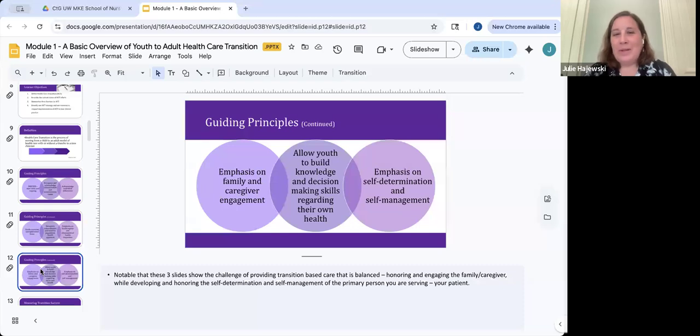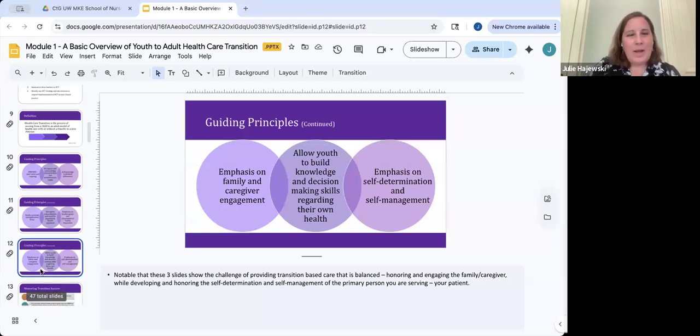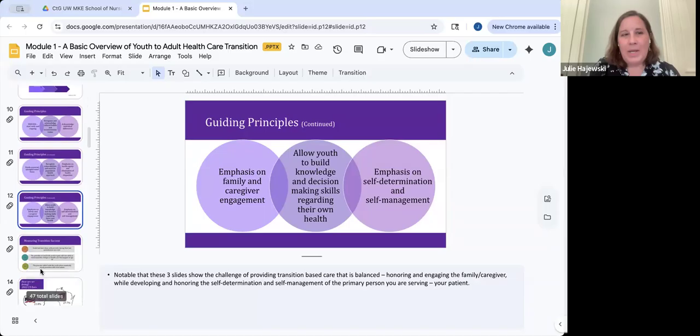We have to allow the youth to build knowledge and decision making skills and that emphasis on self determination and self management. And so these three right here really represent a balance, right? Families, caregivers, parents know that youth, and we need to help lean on their knowledge. But we also need to figure out how to help this youth learn self management and become more independent, or as independent as they are able based on their abilities. So, those are kind of those guiding principles that we talk about.